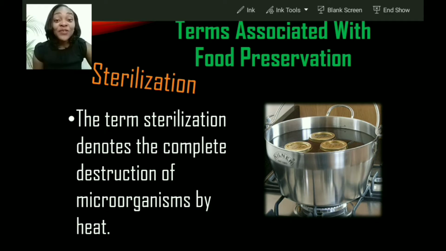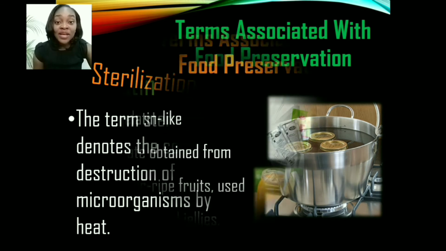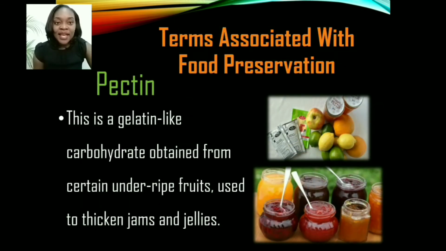Let's go. So the first term that we're looking at is sterilization. Now the term sterilization denotes the complete destruction of microorganisms by heat. Good. Did you get that one correct? Now the next one that we'll be looking at is pectin. This is a gelatin-like carbohydrate obtained from certain underripe fruits used to thicken jams and jellies, right? Did you get this one correct, right?